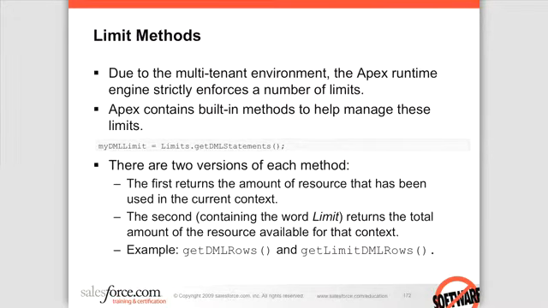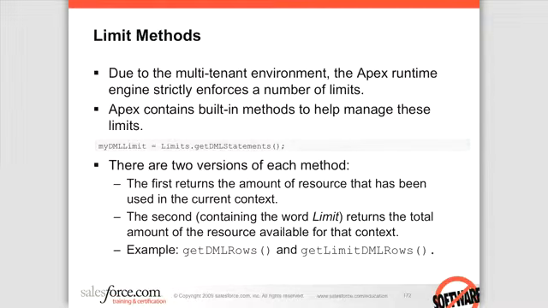There are two versions of each of these methods. The first, the version without limit in there, returns our current position, our current state. So if we've executed 5 DML statements, getDMLStatements returns 5. The second version is get limit for whatever it is. The limit is going to return that ceiling number. So the ceiling number is for the current context. In other words, whether our entry point was a trigger or a controller or something else.